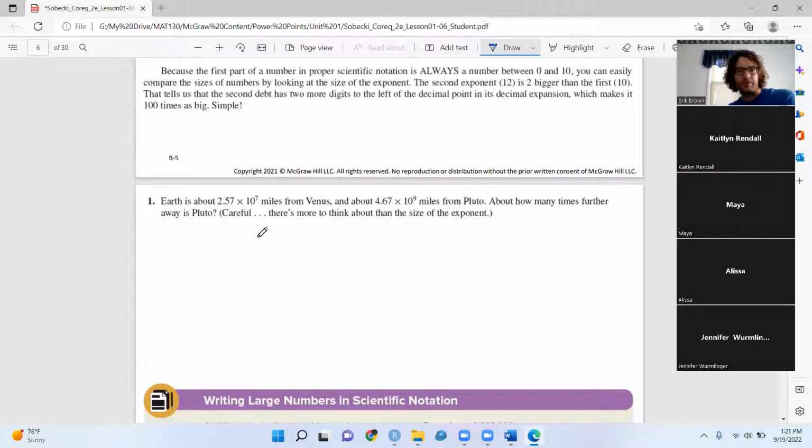This is a tricky question. So Earth is about 2.57 times 10 to the 7th miles from Venus. Notice that's in scientific notation. And then it's about 4.67 times 10 to the 9th miles from Pluto. So if we were to climb in a rocket ship, we would have to travel that far to get to Venus.